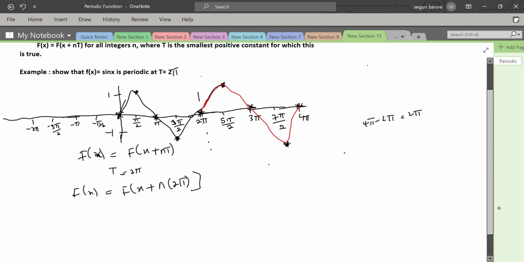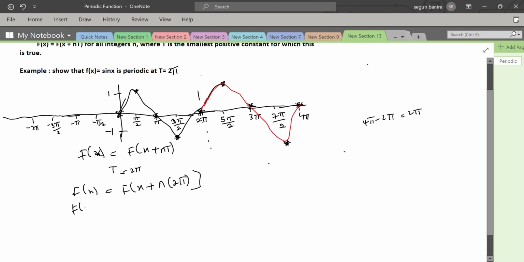To do that, we know that f of x is what? f of x is sin x. So f of x plus n 2 pi is what? It is sine, so you replace x by that, sine of x plus 2n pi, and 2n pi is the same thing as n times 2 pi. So this is what we have.